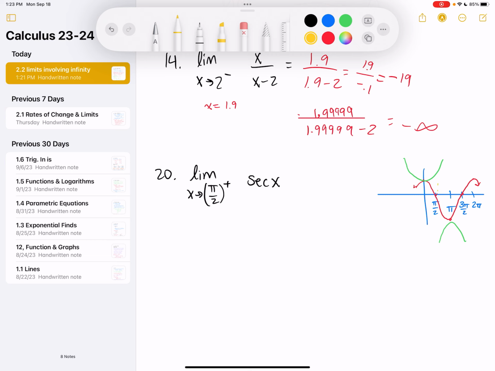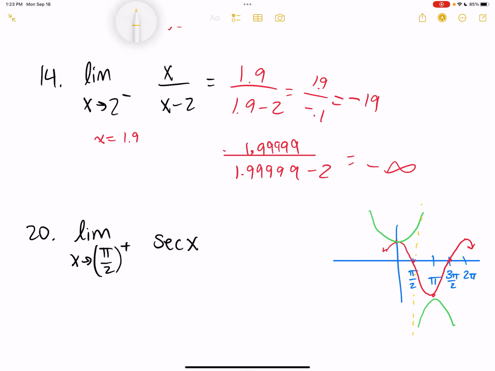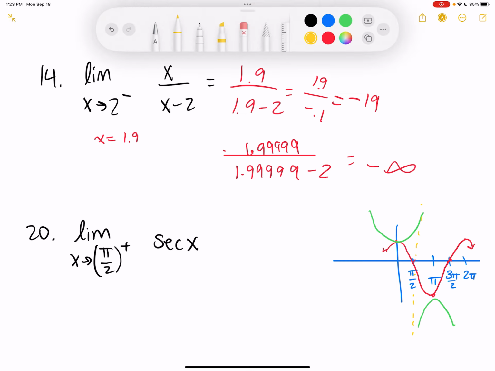So basically, we've got an asymptote here. So if I'm going to pi over 2 from the right, that's going to be this graph down here. So what is happening? It's going to this, negative infinity. Yep, it's going to negative infinity.